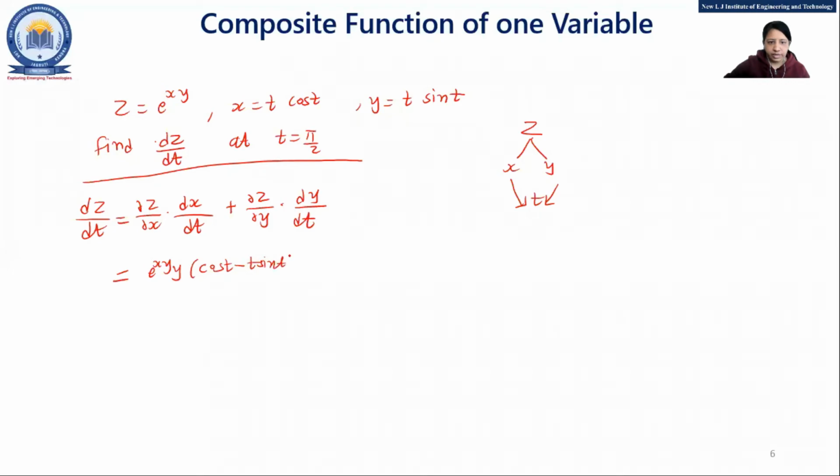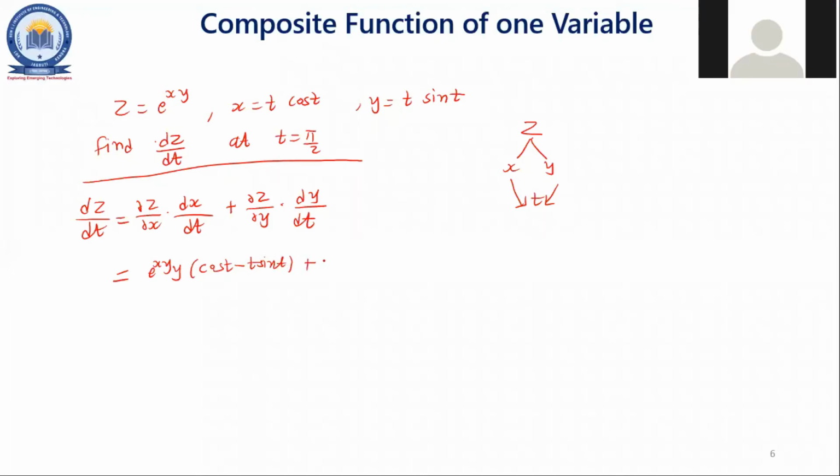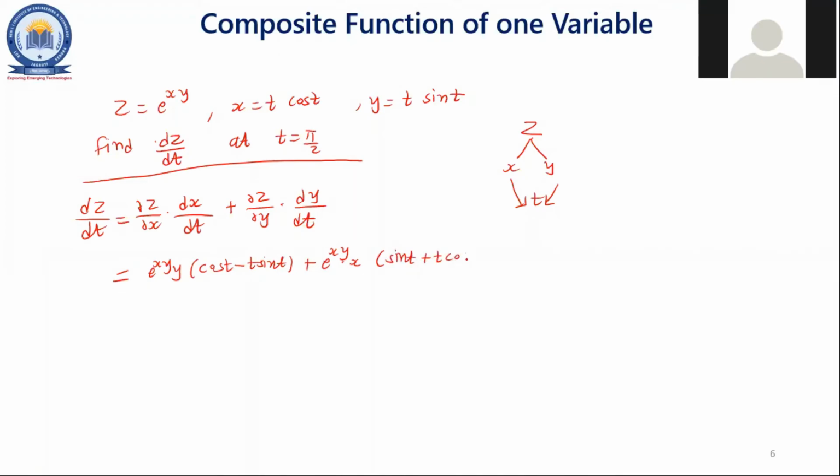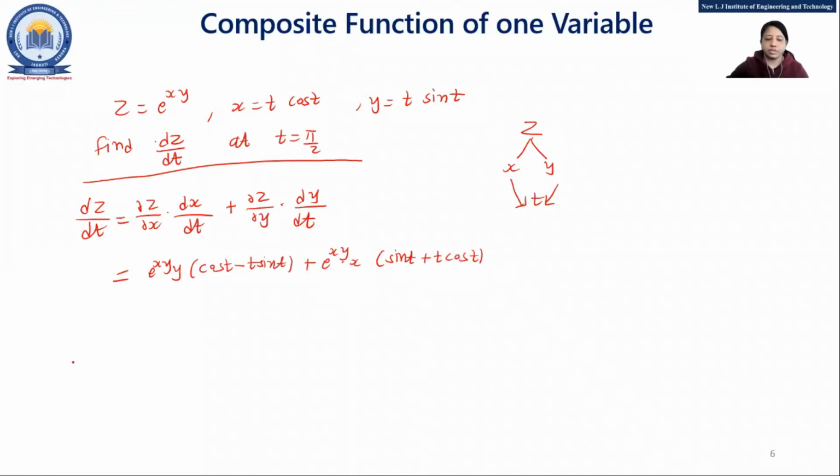Fine. Then plus e raised to xy into x, e raised to xy into x, right? Here y, here x. And in another bracket, dy by dt. So this is t sin t, so multiplication rule, right? Sin t plus t cos t. Fine.